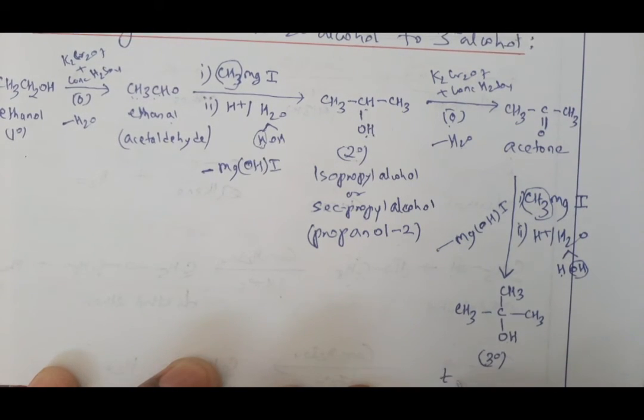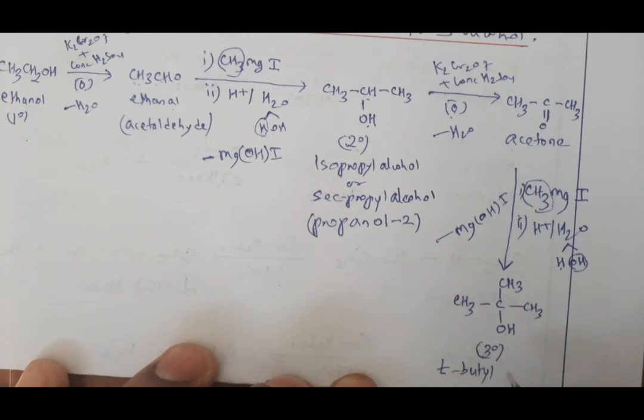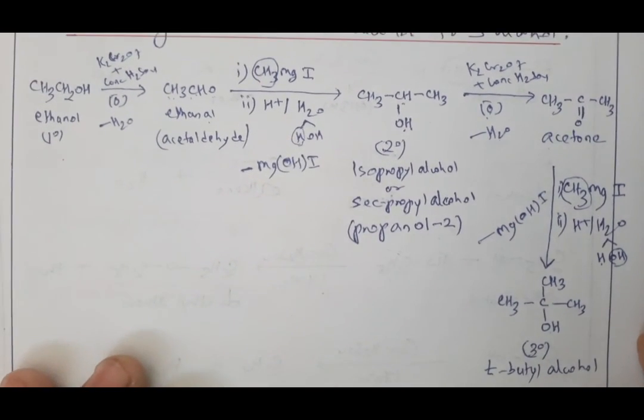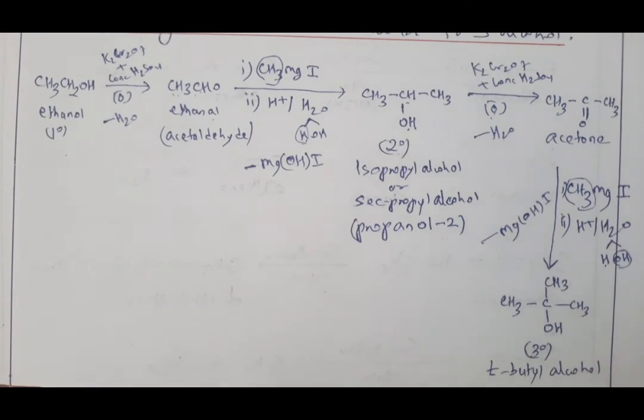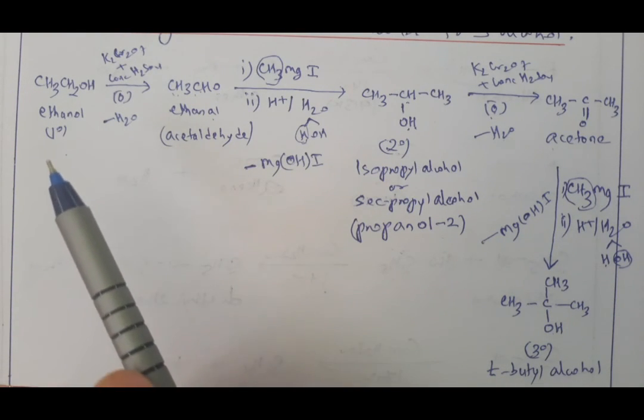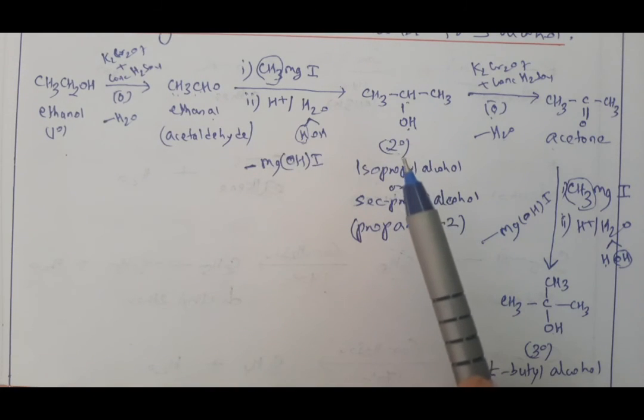And the name of this is t-butyl alcohol. T means tertiary. There are 4 carbons, 1, 2, 3, 4. We call it by the name t-butyl alcohol. So if you see this process, students, I have converted... You can take the screenshot of this, students. I hope you have taken it. Now look out here. So I converted primary alcohol to secondary alcohol and finally to tertiary alcohol.